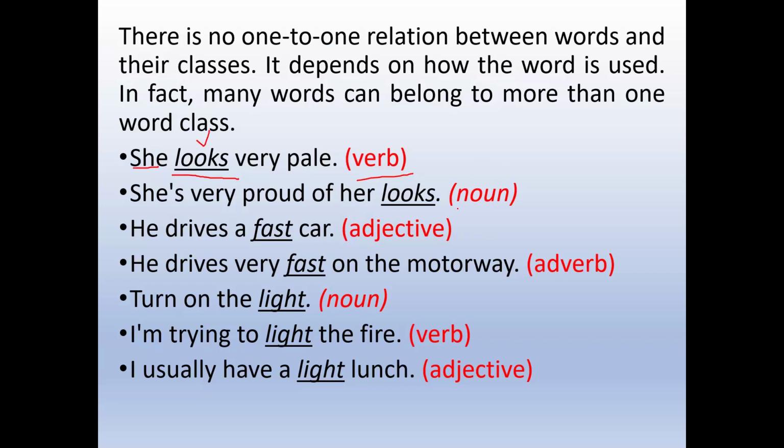Okay, now think about the next one. Actually, I'm not going to talk about all these things in detail, but I want you all to think, how did you come to these conclusions? How, right? Noun. Second looks is a noun. Why?